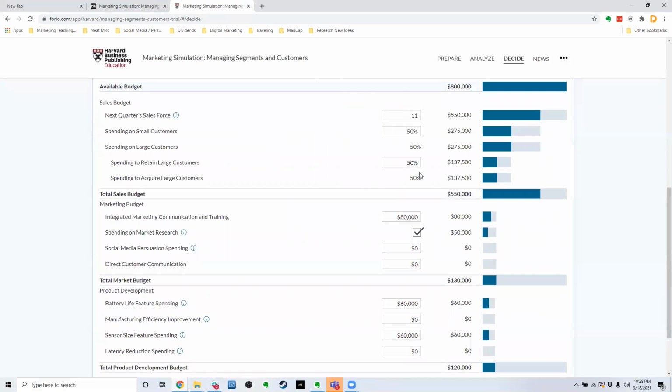The next thing you have is your sales team. So you've got 11 salespeople. You can fire and hire at will. The more you do, obviously, the more training you need. You can decide how much time you spend with small customers versus large customers.